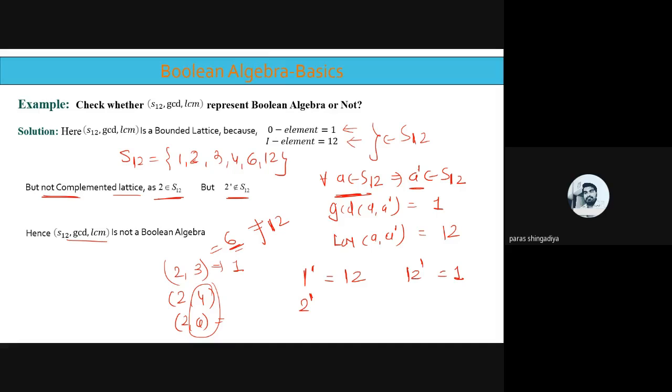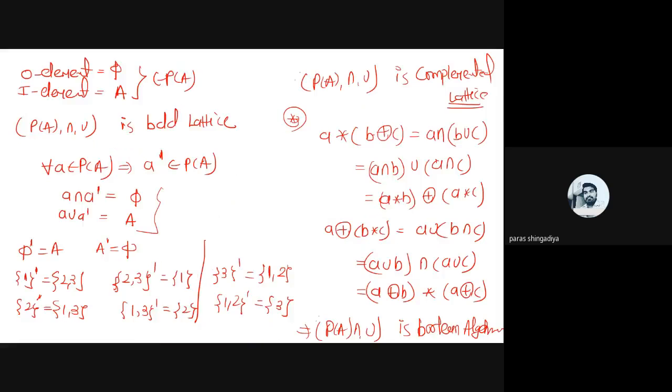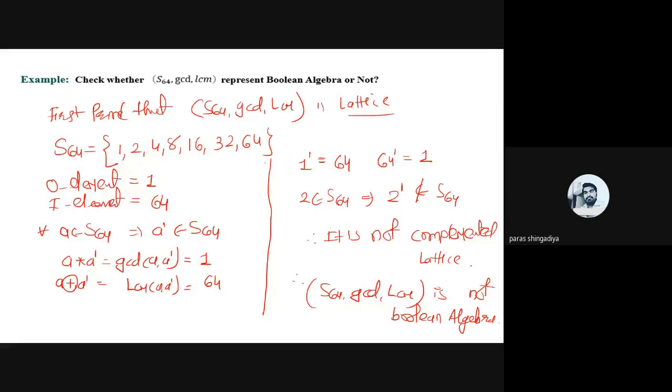Clear? So just observe the set. From that set you will directly know whether we can find the complement of each entry or not, and whether it is a part of the given set or not. That is very easy to understand. Here just observe this set and check this answer, because 0 and I are easy.